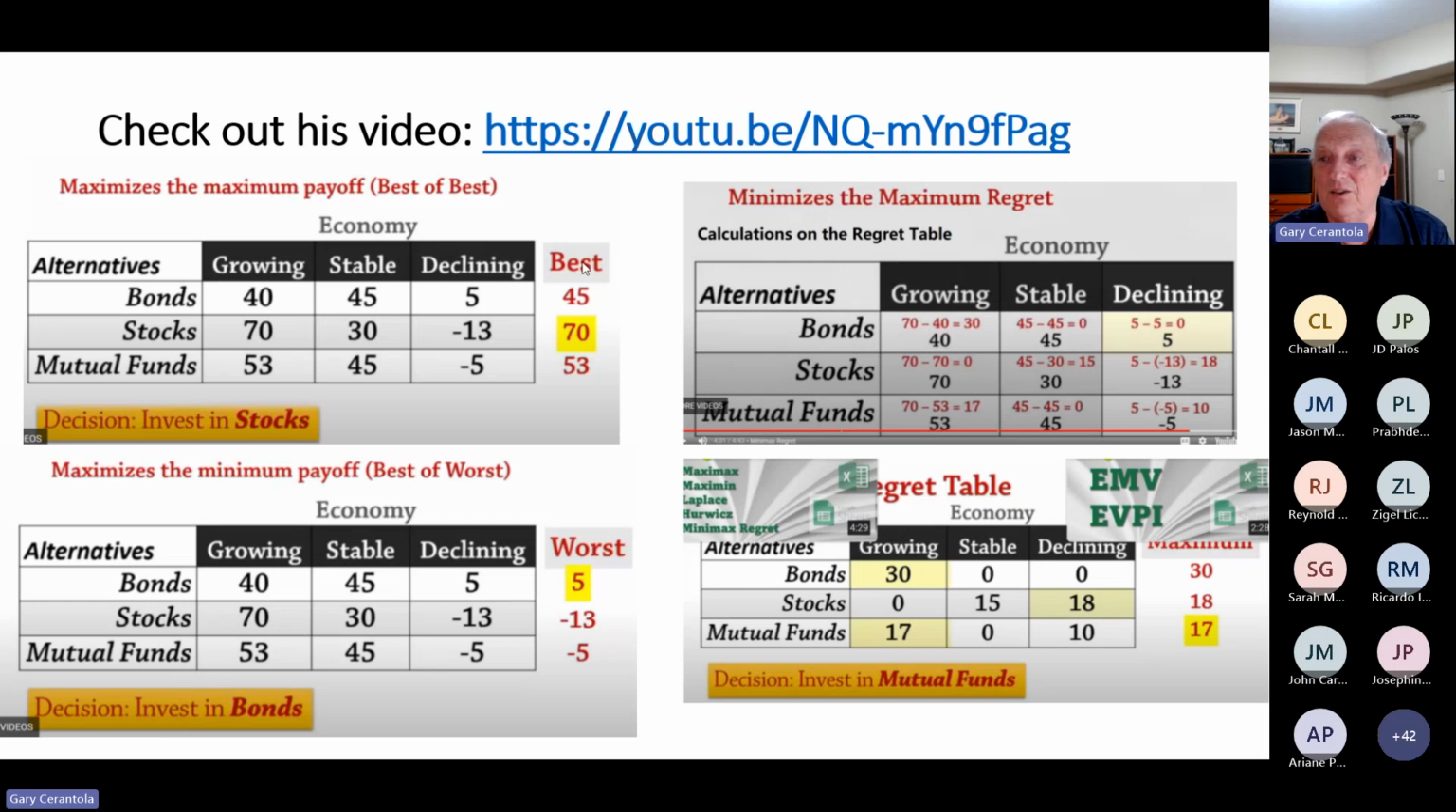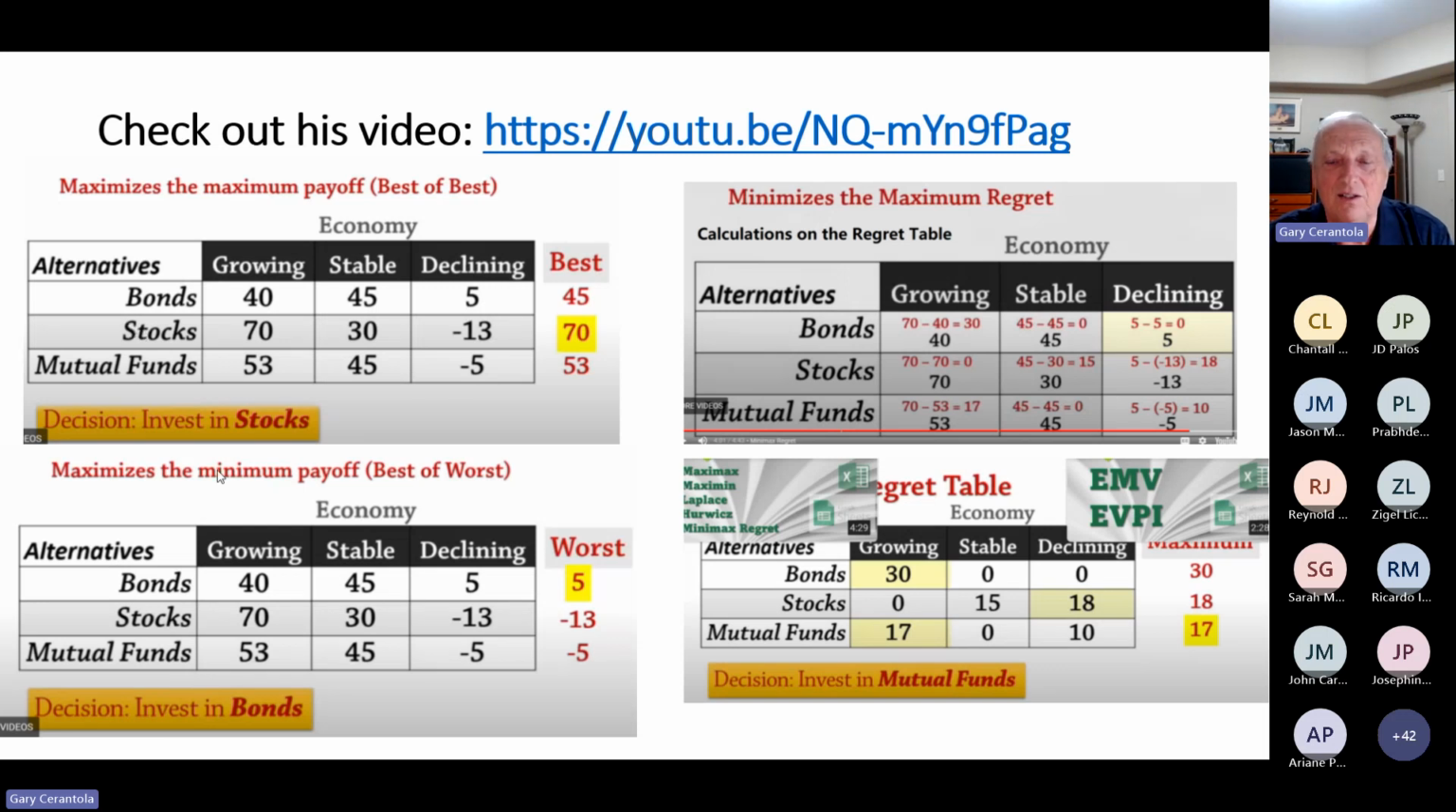So here, in this video, the author puts out the maximax view, and it's whether you should buy bonds, stocks, or mutual funds. And right then you look at, what is the maximum outcome based on different conditions, and it's 70, right? So the best one for bonds is 45. The best one for stocks is 70, you see, and the best one for mutual funds is 53, right? 53 is larger than 45 and minus 5. And then you say, okay, so based on maximax, I'm going to buy stocks, okay?